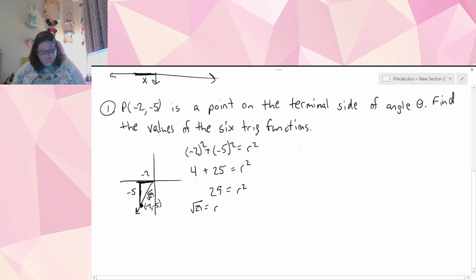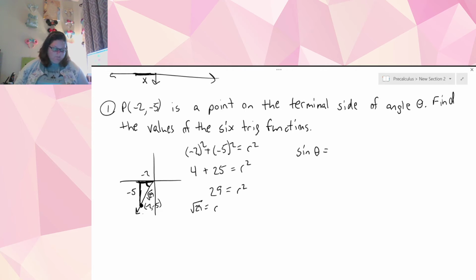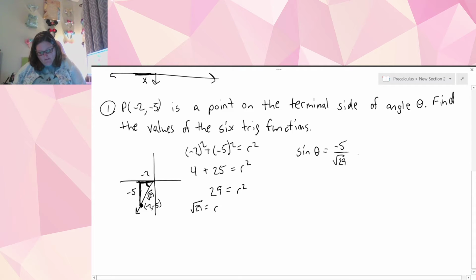So now I can find all 6 of the trig functions of that angle. We're going to call it theta of this triangle. So remember, we're always using this central angle here when we're trying to find our trig functions of a specific angle. You always want to use that central angle. So sine is opposite over hypotenuse, so I get -5 over the square root of 29, which when we rationalize our denominator, we get -5 square root of 29 over 29. Cosine of theta is going to be adjacent over hypotenuse, which is -2 over the square root of 29, which when we rationalize our denominator is -2 square root of 29 over 29.